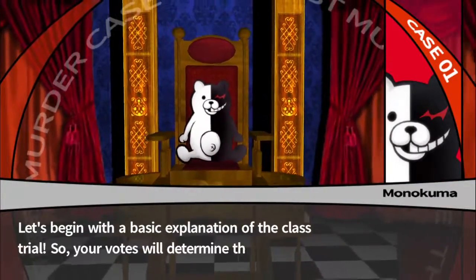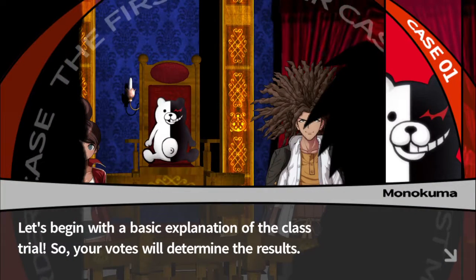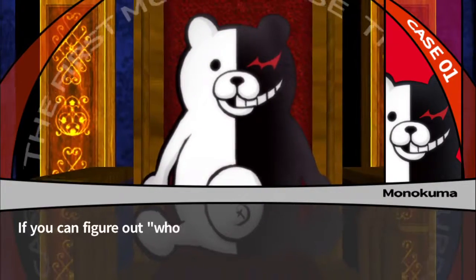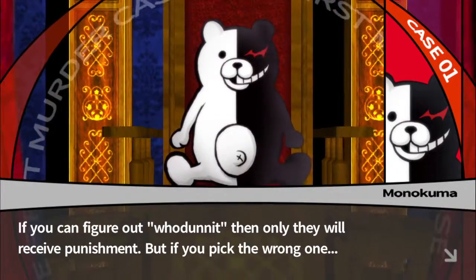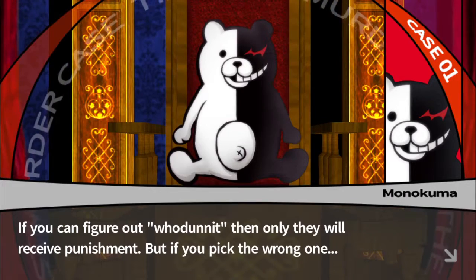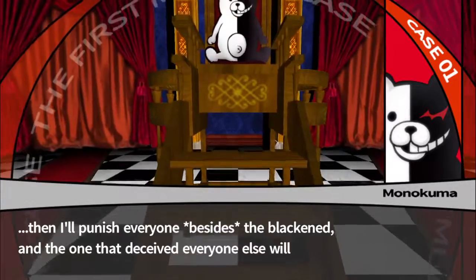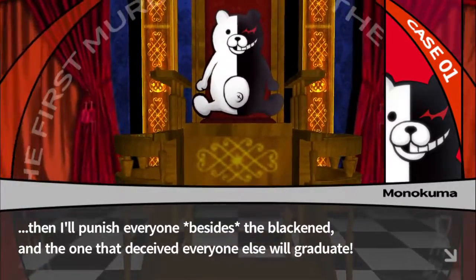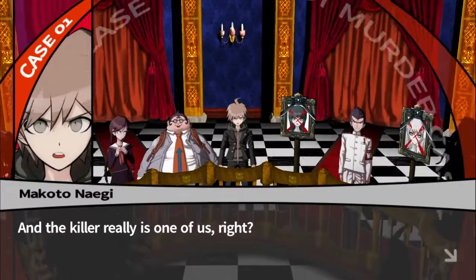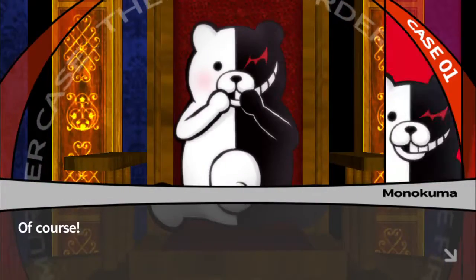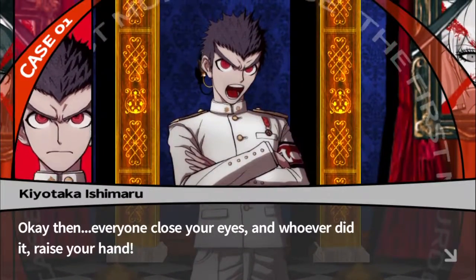Let's begin with a basic explanation of the class trial. Your votes will determine the results. If you can figure out who done it, then only they will receive punishment. But if you pick the wrong one, then I'll punish everyone besides the blackened, and the one that deceived everyone else will graduate. And the killer really is one of us, right? Of course! Okay then, everyone close your eyes, and whoever did it, raise your hand.